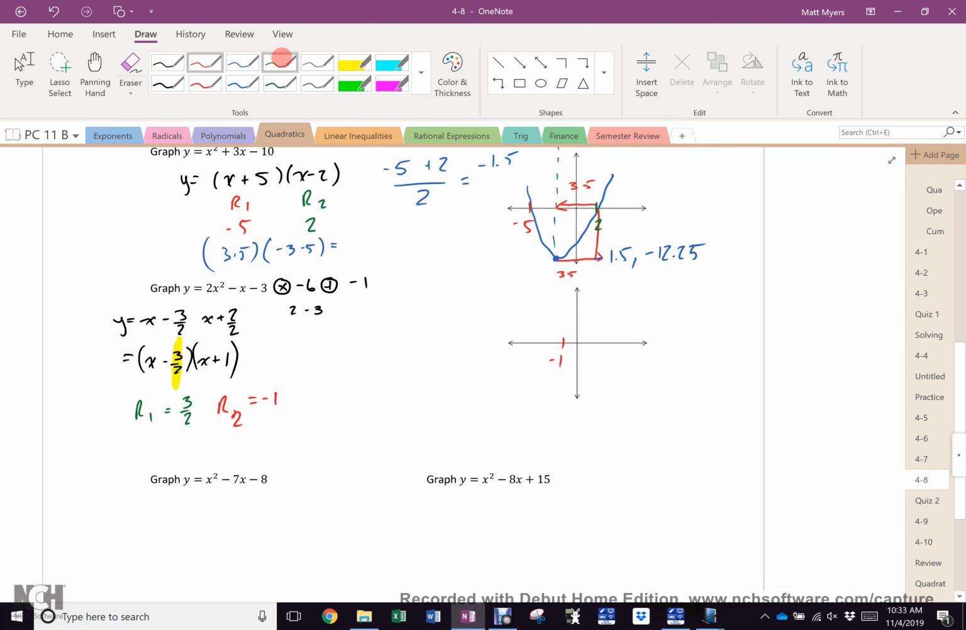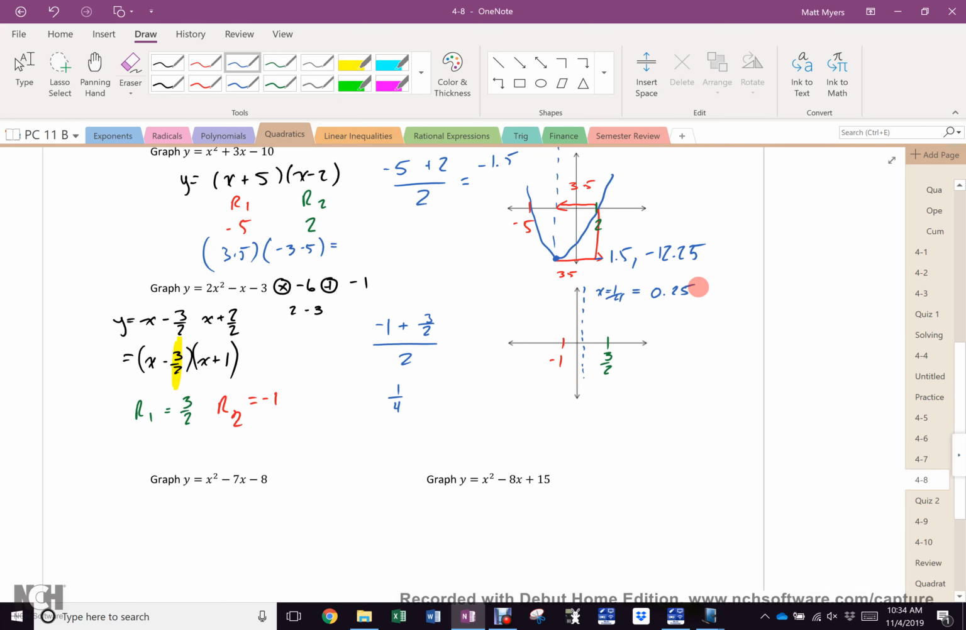Negative 1, 3 halves. How do I find the axis of symmetry? Negative 1 plus 3 halves. What is negative 1 plus 3 halves? That's the same as 3 halves minus 1. A half. Oh my gosh. What's a half divided by 2? If I got 50 cents and I divide it by 2, what do I got? 1 quarter. Yay! So my axis of symmetry is x equals 1/4. Or, for you people, 0.25.